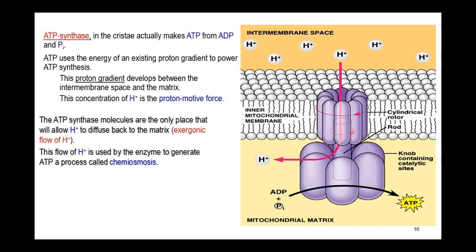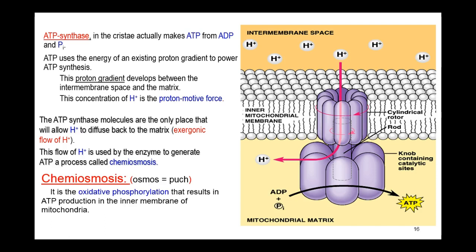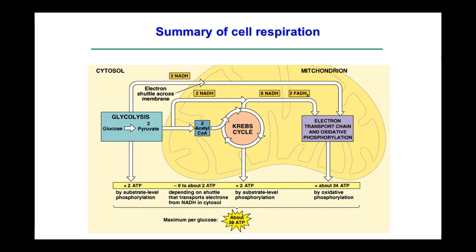These molecules are the only place that allows hydrogen to diffuse back into the matrix. This flow of hydrogen is used by the enzyme to generate ATP, called chemiosmosis. And chemiosmosis is a term that you do want to have in your head. Chemiosmosis is defined as the oxidative phosphorylation that results in ATP production in the inner membrane of the mitochondria.